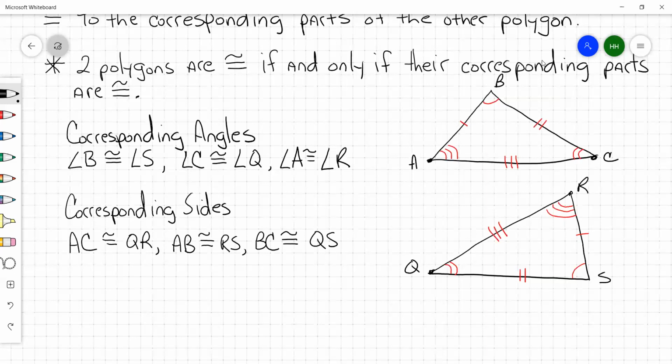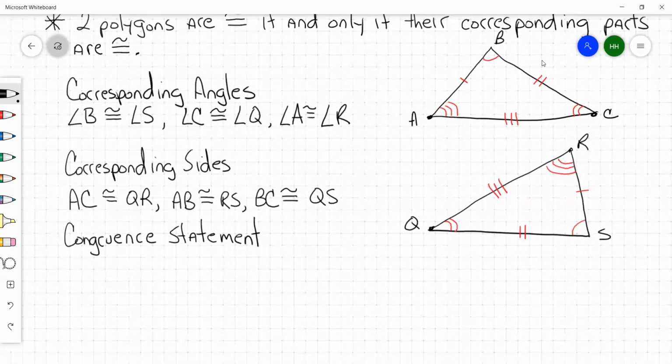Now, here's the real important part, the congruence statement. When you're writing a congruence statement, the order of the vertices of the first shape does not matter. Okay? So we're going to write a congruence statement, and I'm going to call the first triangle triangle ACB is congruent to triangle.